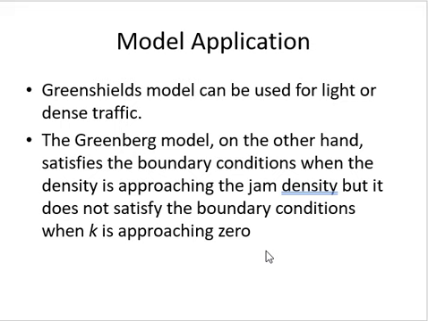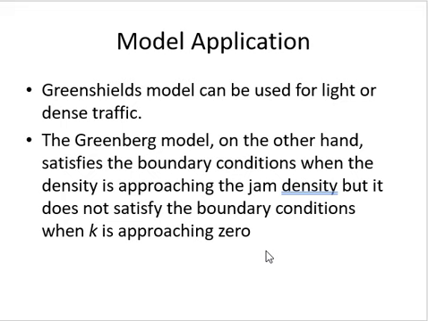Okay, so we have two models now, the Greenshield model and the Greenberg model. Where do we apply which model? The Greenshield model is good for light and dense conditions of traffic, basically up to capacity. The Greenberg model, on the other hand, satisfies the boundary condition where the density is approaching jam density. So you are approaching the jam conditions now. Up to capacity you can use the Greenshield model, it will give you accurate answers, because the graphs which Greenshield was using are very accurate up to capacity. After capacity, the graphs given by Greenshield are a simplification of the actual behavior.